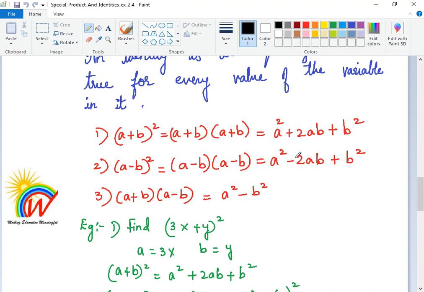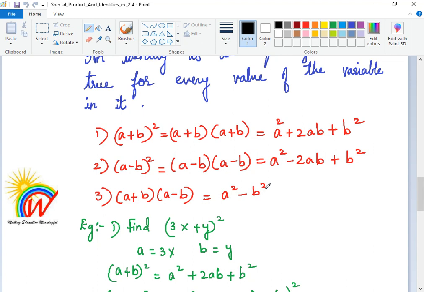Okay. Now if you have a plus b and a minus b being multiplied together. See, earlier in the first formula, a plus b was multiplied 2 times. In the second formula, a minus b was multiplied twice. Now in the third formula, we will see what if one was a plus b and the other was a minus b, then how do you multiply that? So that answer is going to be a square minus b square.